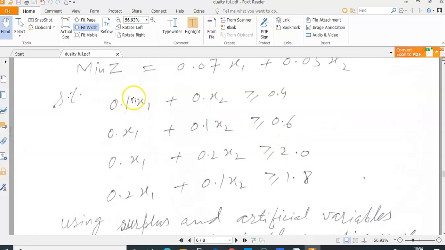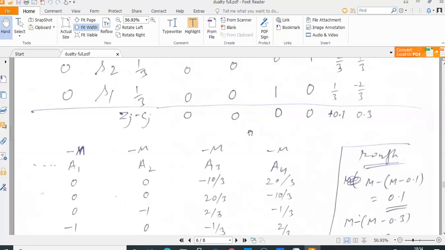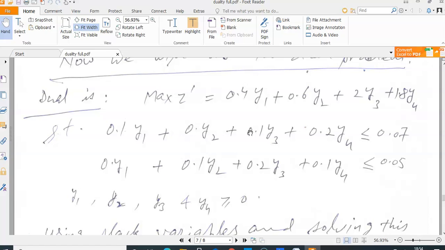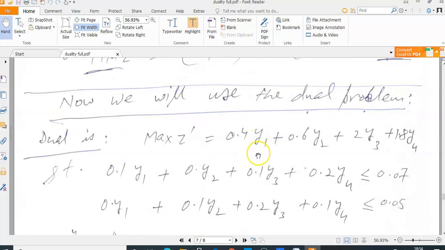How many variables are here? Two variables. So how many constraints will the dual have? Only two constraints, and all the constraints will be of less than or equal to type. Using the methods of converting primal into dual, we can find its dual. Let y1, y2, y3, y4 be the dual variables. Therefore the dual is given by maximize z dash, where z dash means the objective function of the dual.